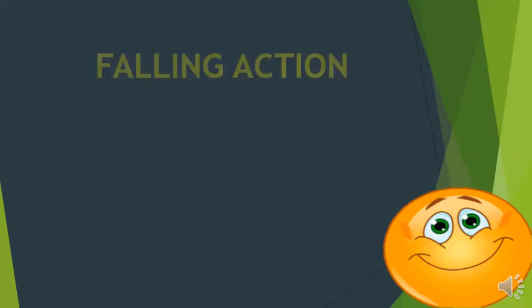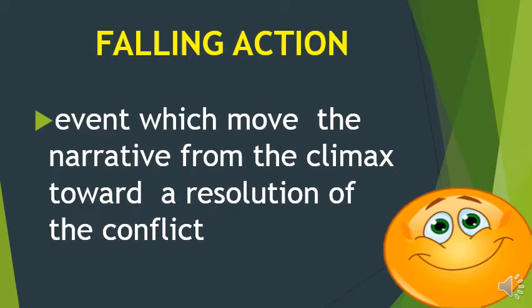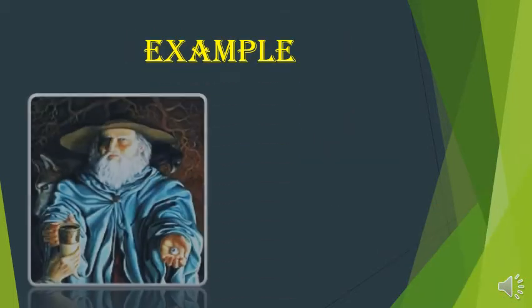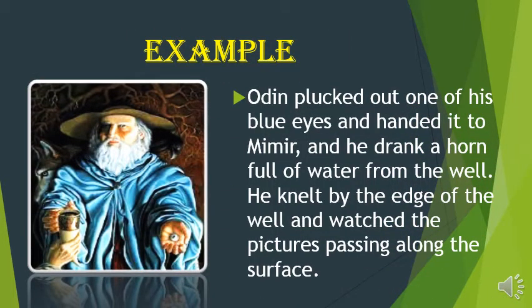Next, the falling action. The falling action is an event which moves the narrative from the climax toward a resolution of the conflict. Example: Odin plucked out one of his blue eyes and handed it to Mimir, and he drank a horn full of water from the well. He knelt by the edge of the well and watched the pictures passing along the surface.